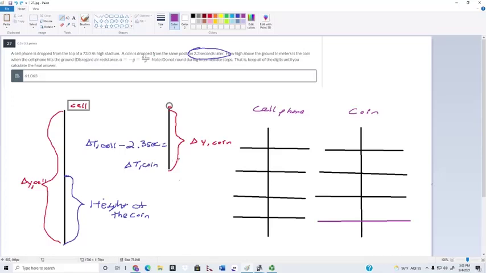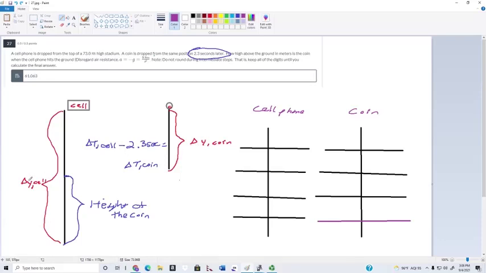Once you do that, you're going to have two delta y's. You're going to have the delta y of the cell, which you already had, that was given in the problem. And then you're going to have the delta y of the coin right here. You're then going to subtract those two numbers. Now, by the way, these are going to be negative numbers. Just take the absolute values. Absolute value means drop the negative. Don't worry about the negative. Just take these two numbers and subtract them.